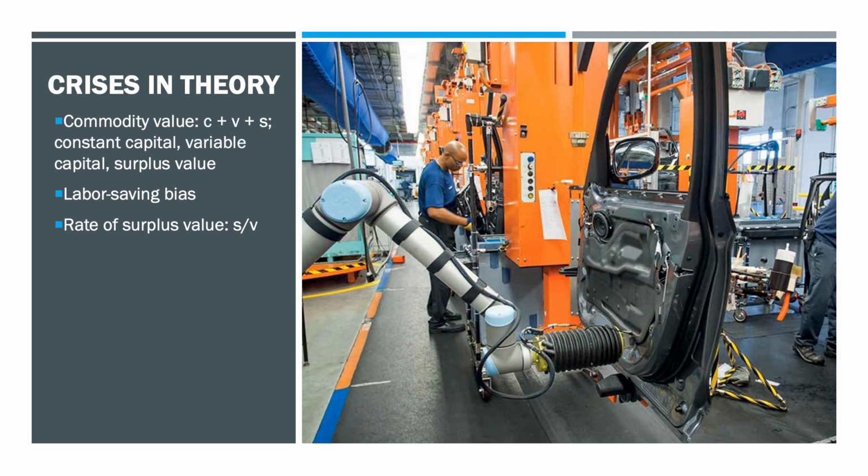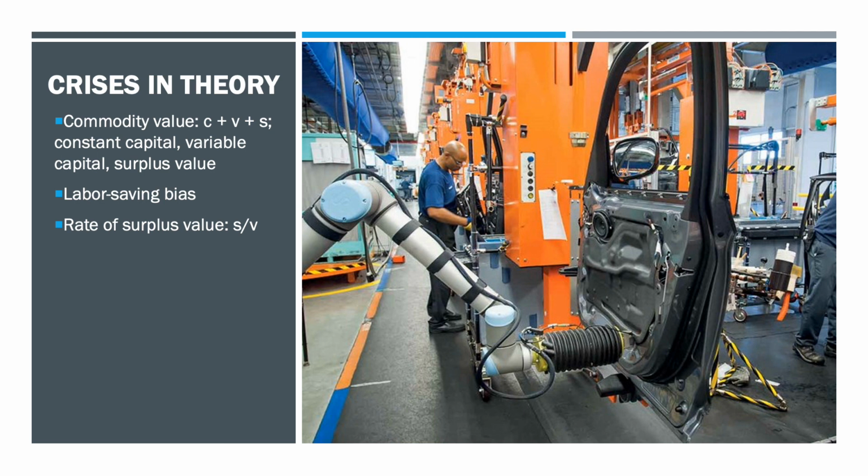In fact, for Marx, exploitation of labor can be measured. The rate of surplus value, S over V, is also known as the rate of exploitation, since it reflects how much surplus value is produced relative to variable capital, the wages of productive workers. The labor-displacing bias of capitalism creates another, more profound problem, one that reflects the increasingly irrational character of the relations of production.